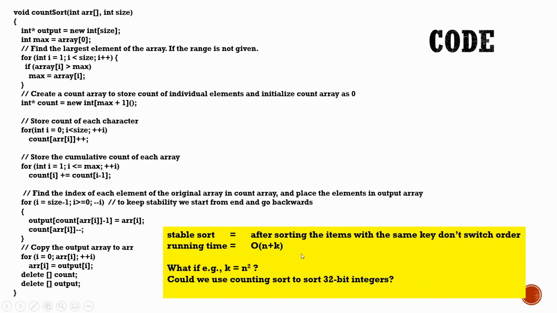The running time is order of n plus k. And we also need extra memory space. Is it an in-place sorting algorithm? It's not in place.